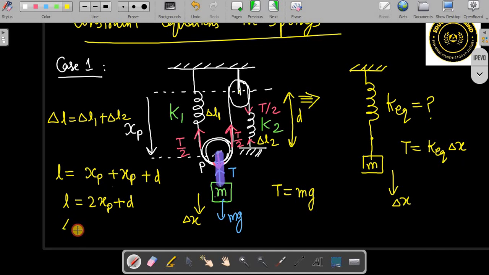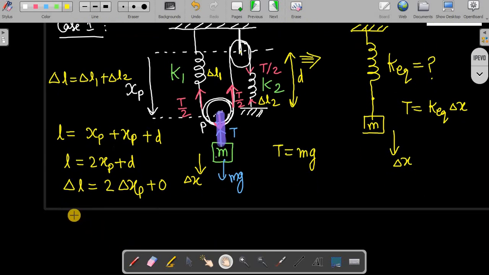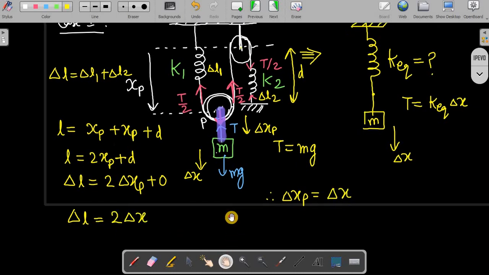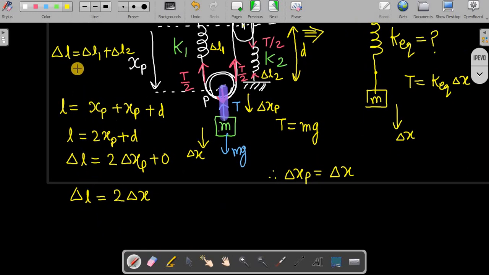Now let's take delta here. Delta means change. So delta L will be 2 delta xp. T is not going to change, so that will be 0. Now delta L experiences displacement of xp, that means delta xp is the same as delta x here. Note that displacement of the pulley downward is the same as delta x. So we are going to write this as delta x. Now what is delta L? Change of length. From here we have written delta L1 plus delta L2, which is 2 delta x.